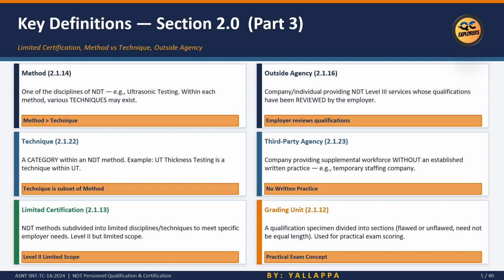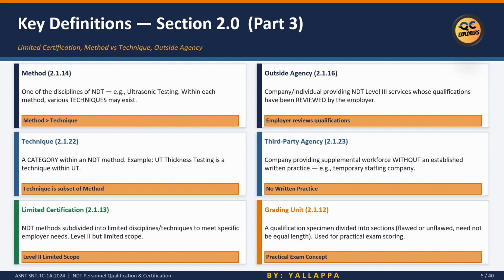Now let us understand method versus technique. Method means the main NDT discipline, for example, ultrasonic testing. Technique means a category inside that method, for example, A-scan, TOFD, PAUT, or thickness gauging. So remember, method is bigger. Technique is a subset. Now, limited certification. Limited certifications are Level 2 certifications restricted to specific techniques or applications according to employer needs.